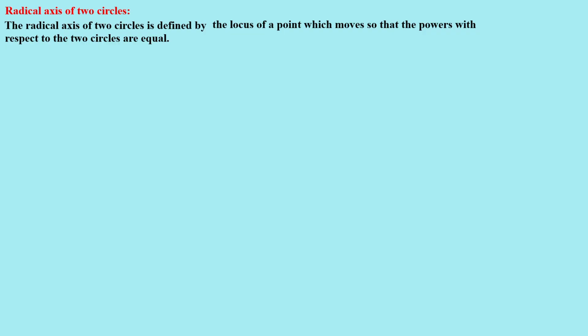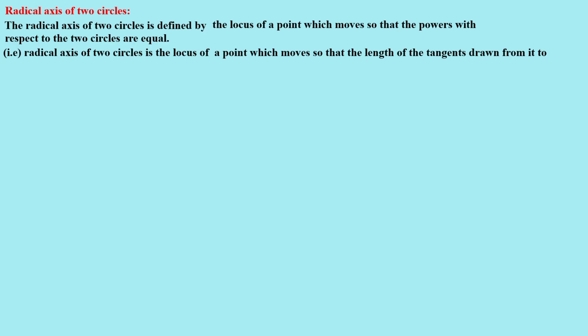So the radical axis between the two circles is nothing but the locus of the point which moves so that the powers with respect to the two circles are equal. That is, the power of that particular point with respect to the two circles is equal. That is, the radical axis of two circles is the locus of the point which moves so that the lengths of the tangents drawn from it to each circle are equal.